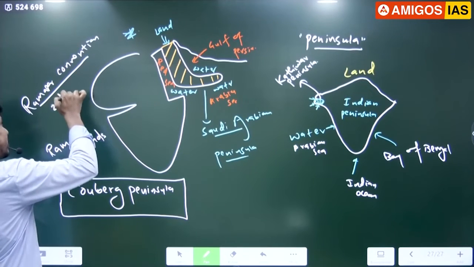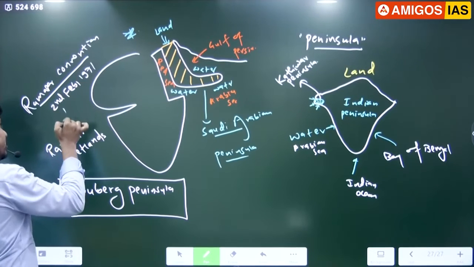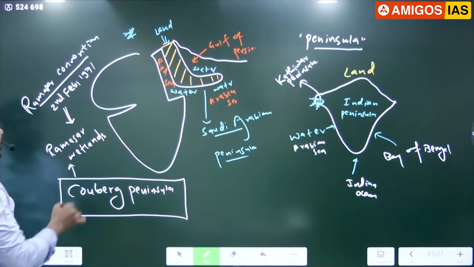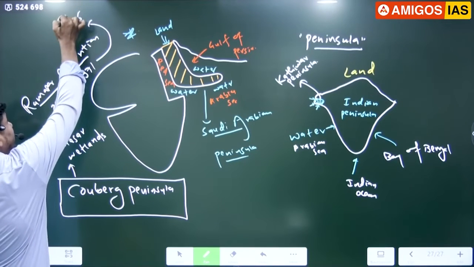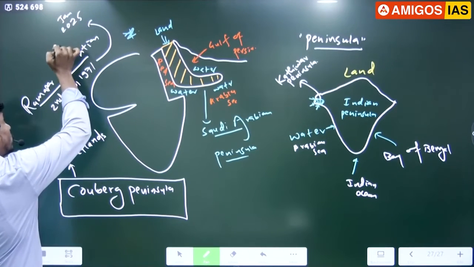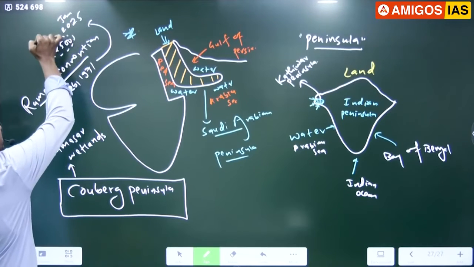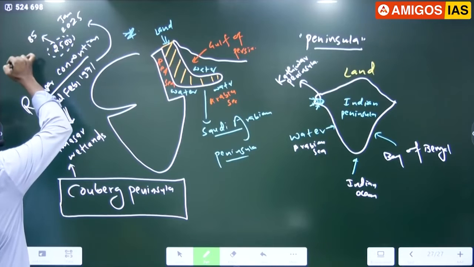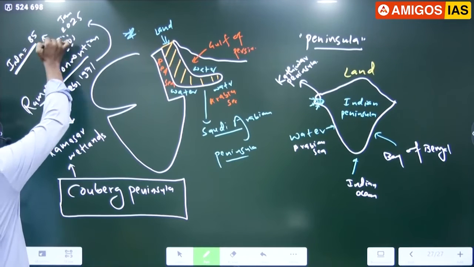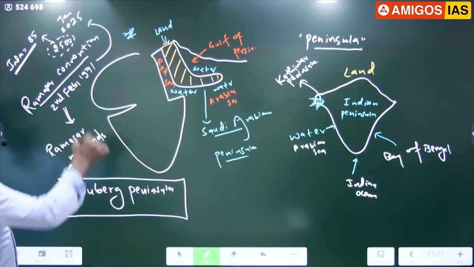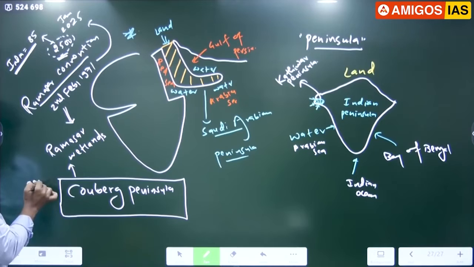The Ramsar Convention was signed on 2nd Feb 1971, and under this convention the wetlands are selected. As of January 2025, around 2500 Ramsar wetlands are selected from the entire world. Out of 2500, from India, 85 are selected. And out of 2500, the first is the Coburg Peninsula. Very important, you should remember that.